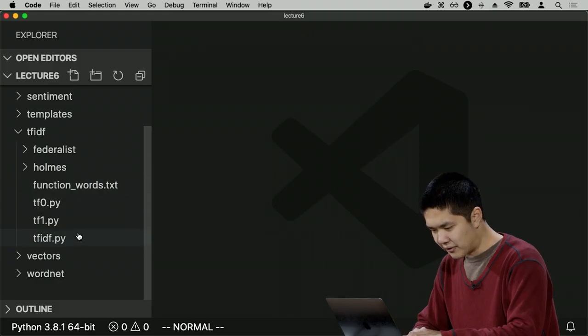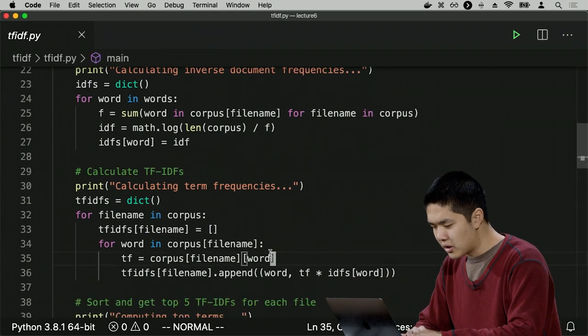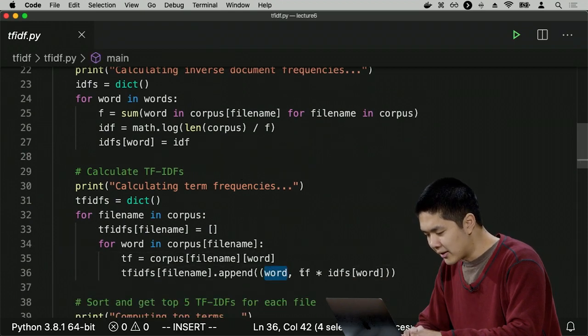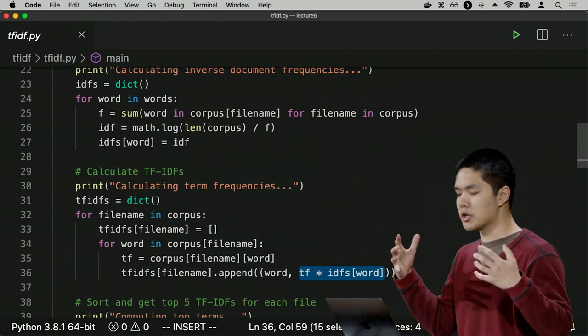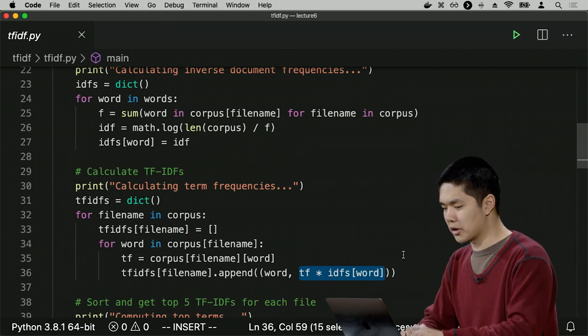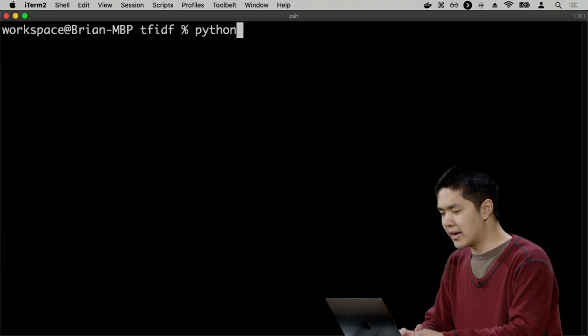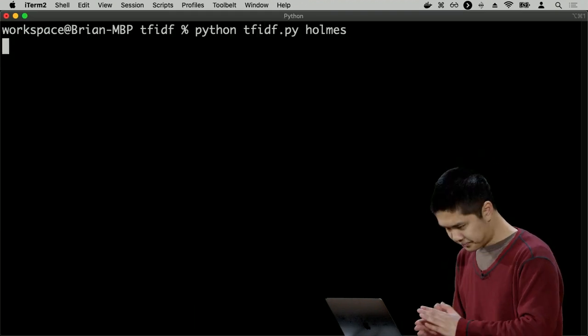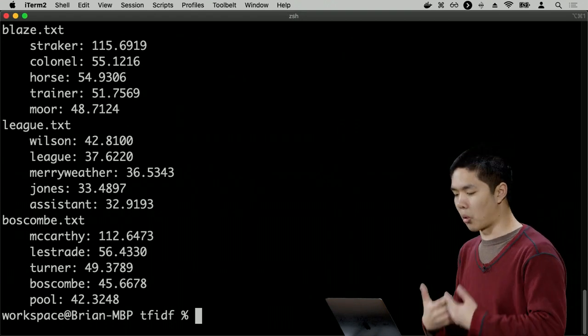And here is TF-IDF. Now what I'm doing is, for each of the documents, for each word, I'm calculating its TF score, term frequency, multiplied by the inverse document frequency of that word. Not just looking at the single value, but multiplying these two values together in order to compute the overall values. And now if I run TF-IDF on the Holmes corpus, this is going to try and get us a better approximation for what's important in each of the stories.